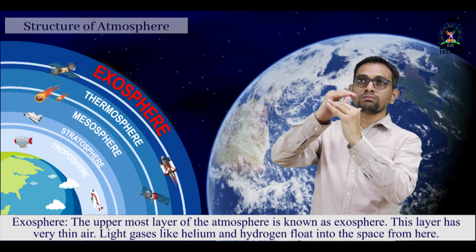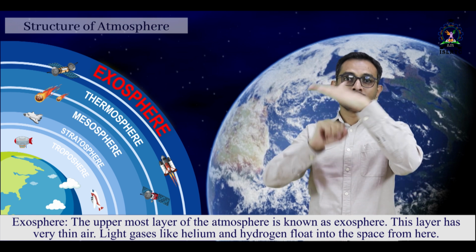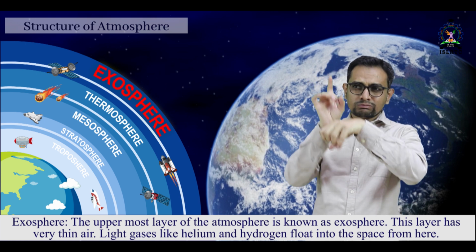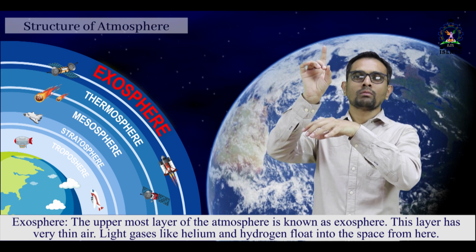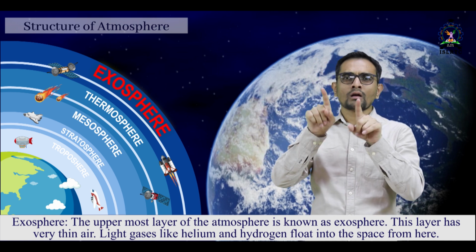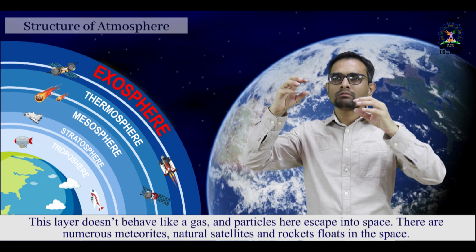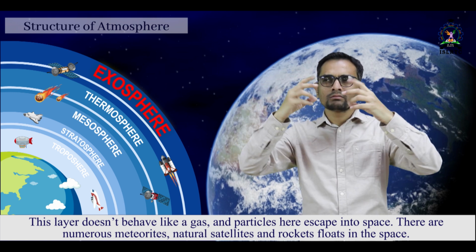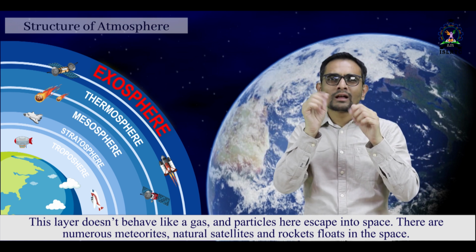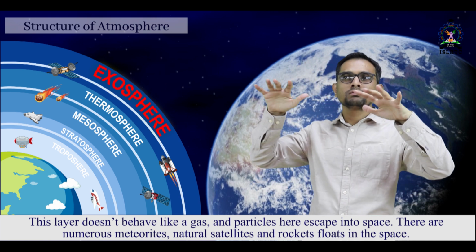Exosphere. The uppermost layer of the atmosphere is known as exosphere. This layer has very thin air. Light gases like helium and hydrogen float into the space from here. This layer doesn't behave like a gas, and particles here escape into space. There are numerous meteoroids, natural satellites and rockets floating in the space.